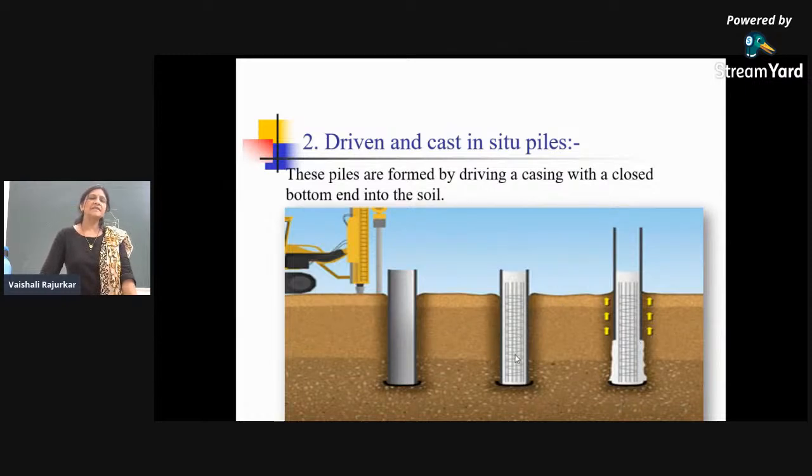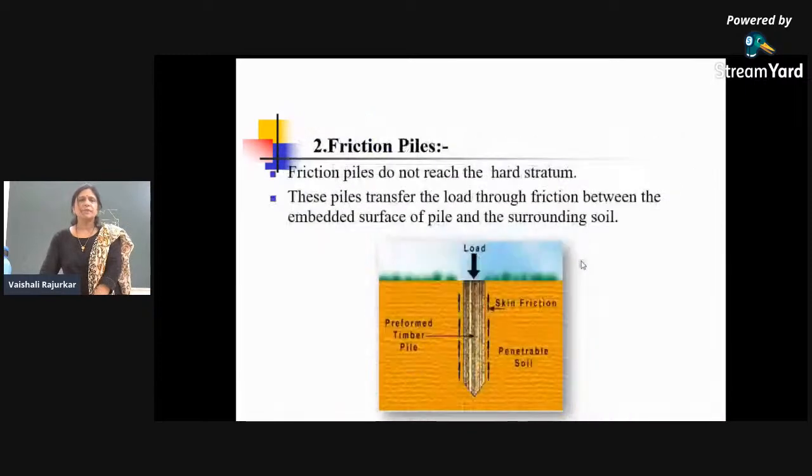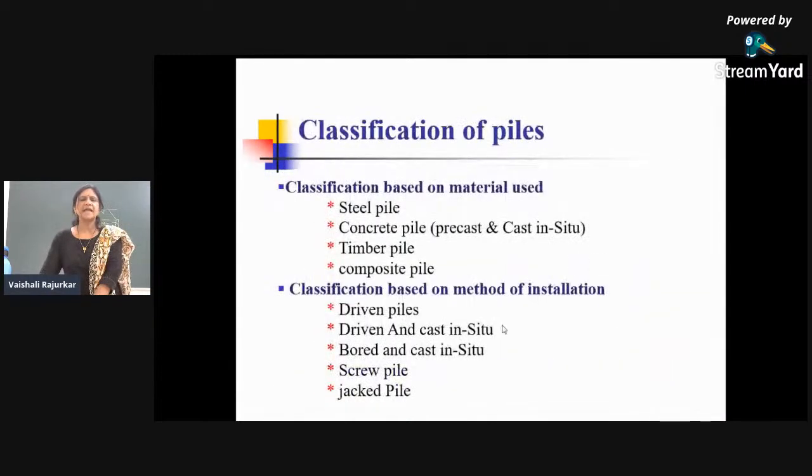Here this is the bored and cast in situ pile, where the diameter is the same throughout. Many times, just to enlarge the base of the pile, driven cast in situ piles are used. Right? Then the next classification is the screwed pile. What is meant by a screwed pile? It is similar to the previous driven pile. If a nail has a plain surface, it will be inserted by giving blows at its top.